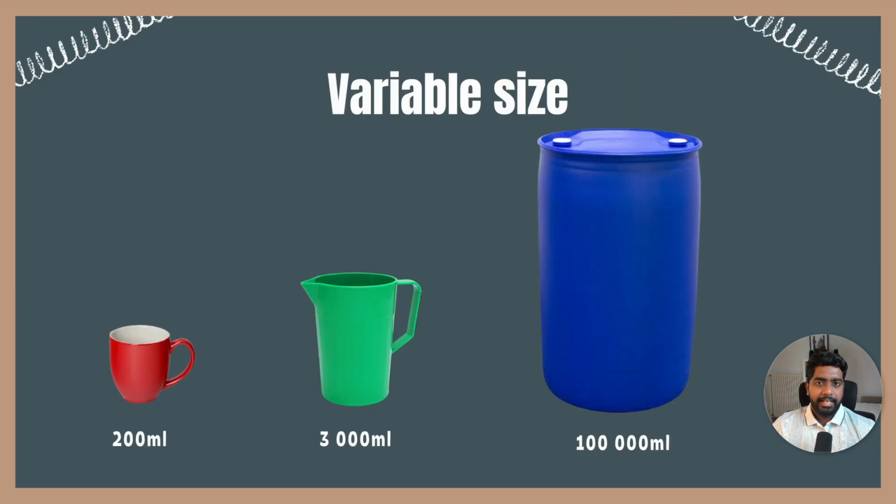In our day-to-day life, we have different sizes of mugs, jars, and barrels. Those are for different purposes. In software development also, we have this particular scenario. That's why we have different sizes of variables for different purposes.